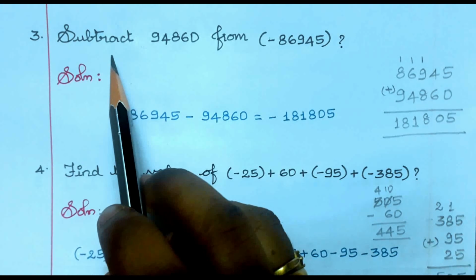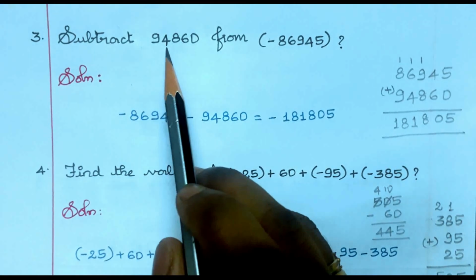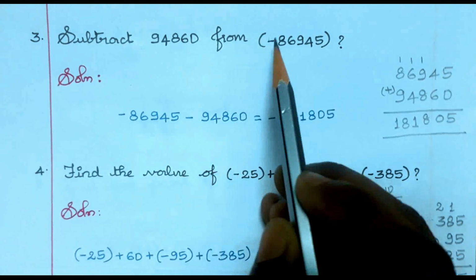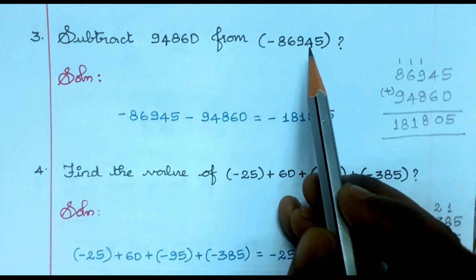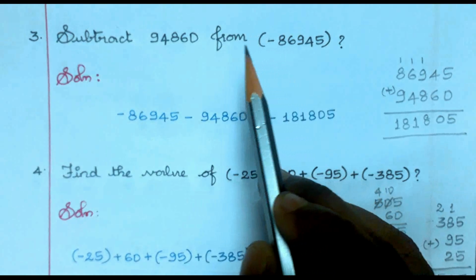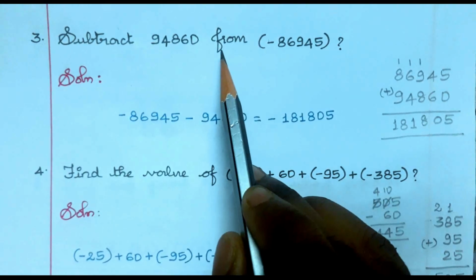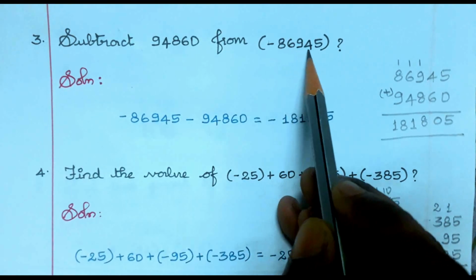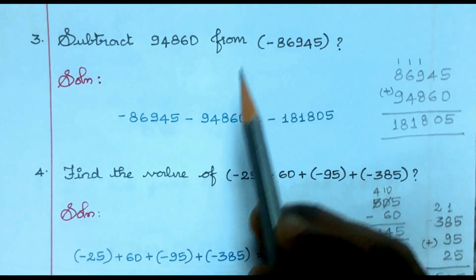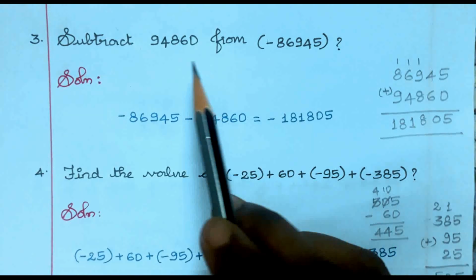Third question goes this way. Subtract 94,860 from minus 86,945. You should be clear while subtracting. We have to take the number given after 'from' first. So minus 86,945 should be the first number. From that you have to subtract 94,860.